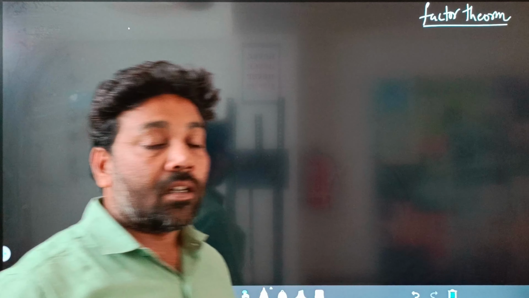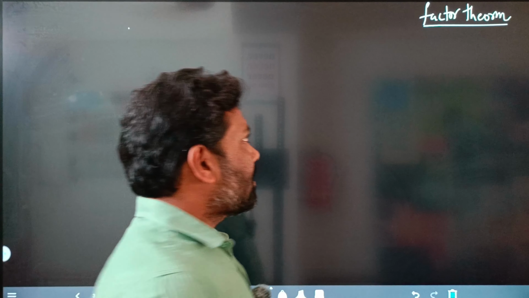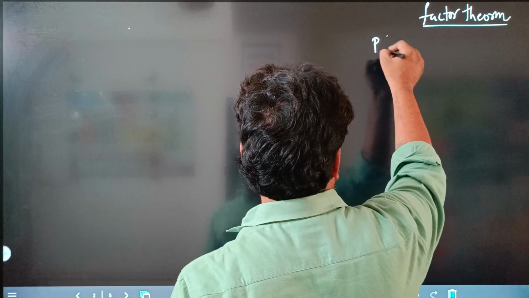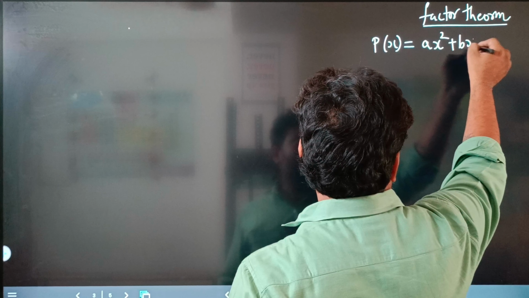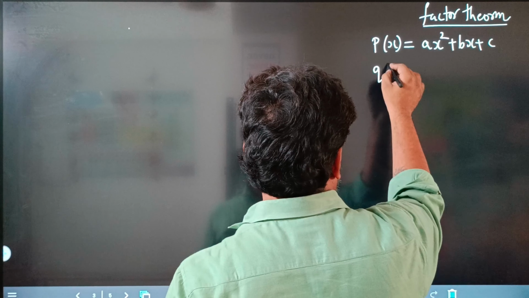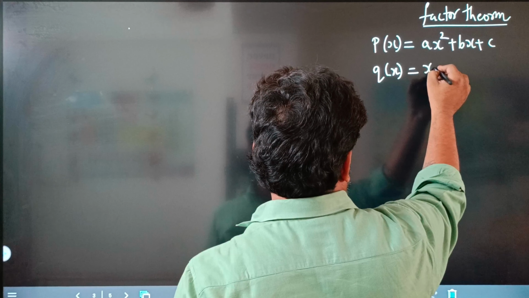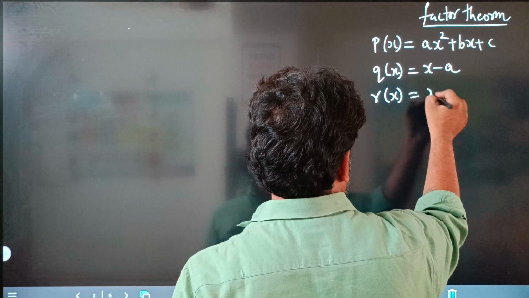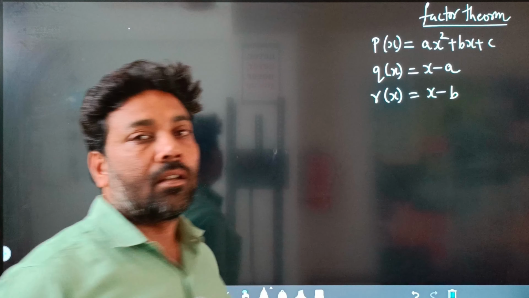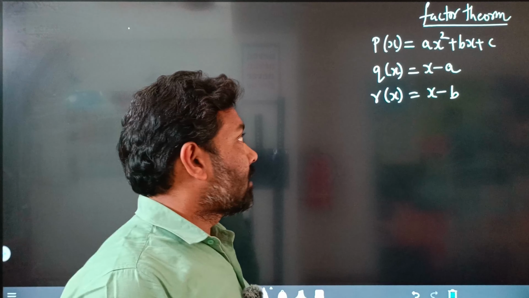Now, what does the factor theorem say? It says that you have been given one polynomial. Let's say this is one polynomial, ax square plus bx plus c, and this is another polynomial, let's say x minus a. R of x, this is some one more polynomial, x minus b.